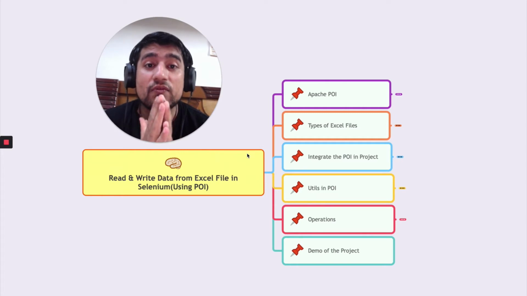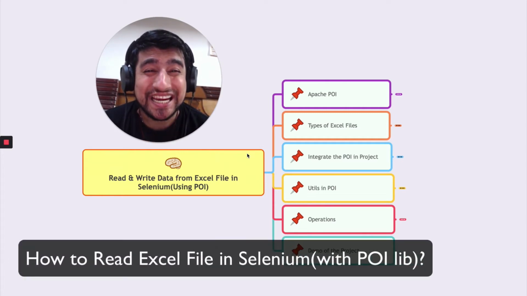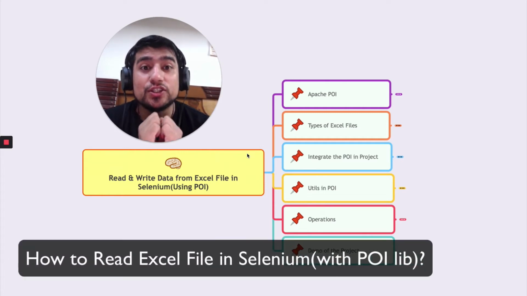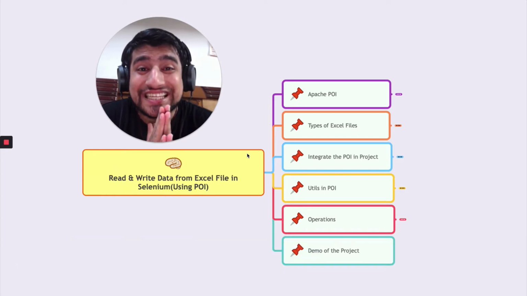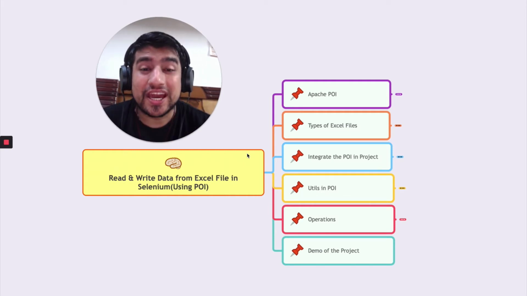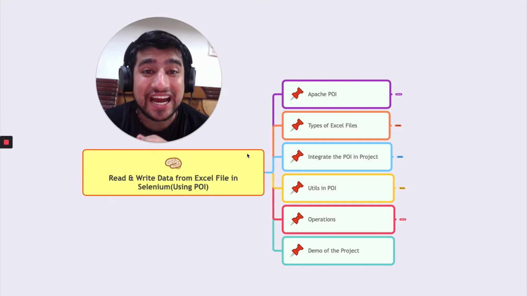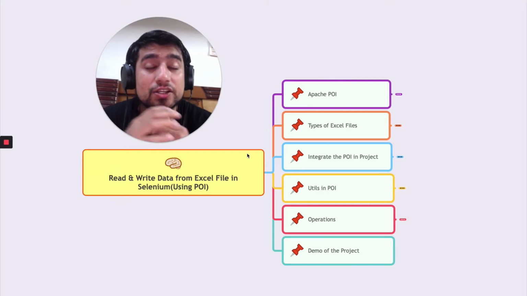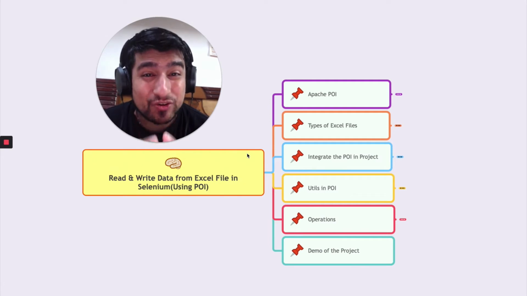Guys, today we are going to discuss how to read and write Excel files using Selenium, right? Working with Excel files is very important whenever we are creating our automation scripts in Selenium, guys. And using the POI library, you can basically read and write Excels, right? It is one of the important concepts that any software tester should know.